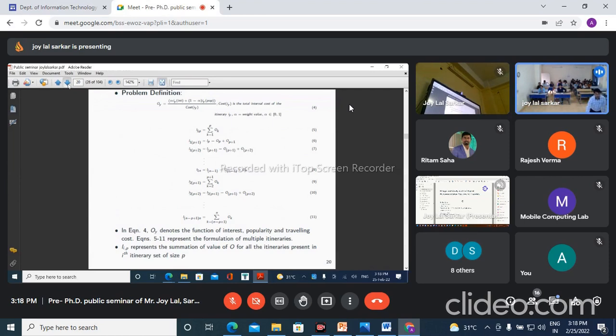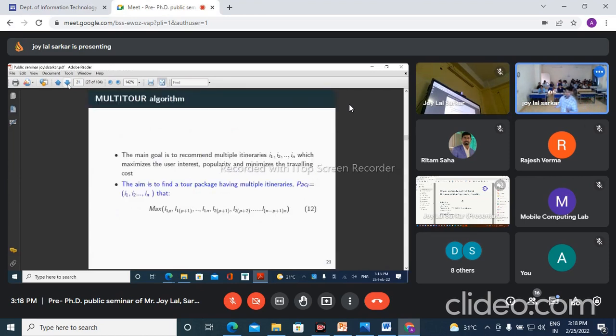So our goal is to maximize this function. This function we have found from the previous slides. From this, a lot of itineraries are there, interest, popularity, and cost are there. So we have to maximize this function. This is our objective.